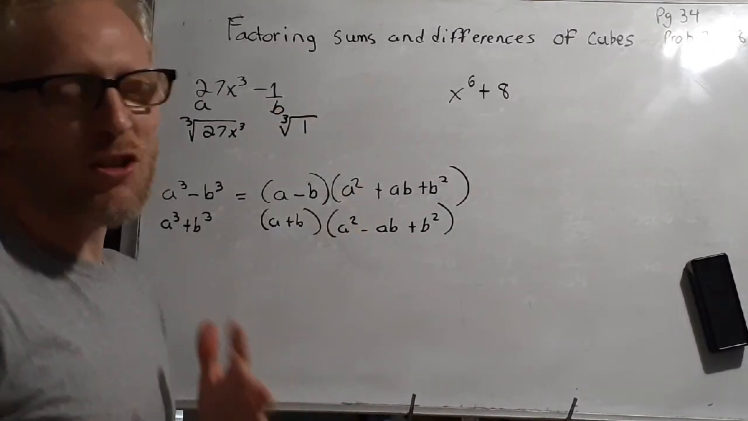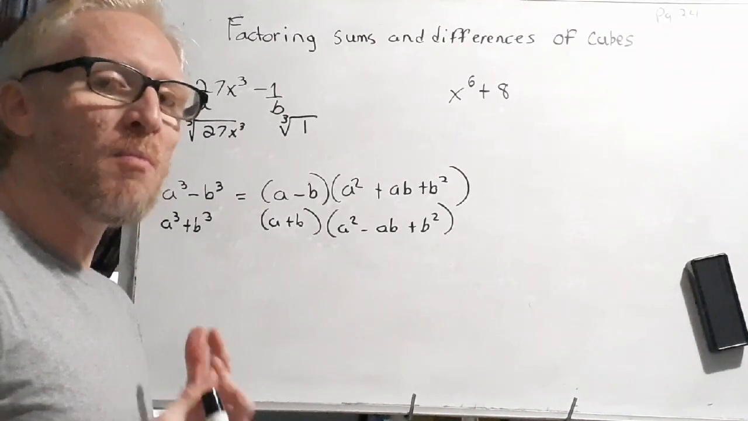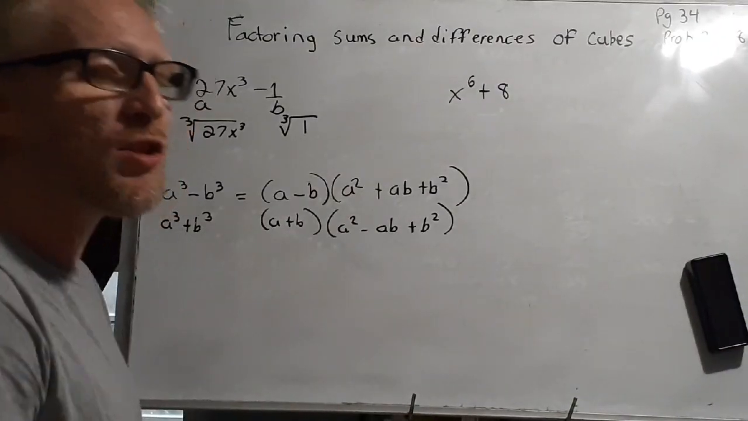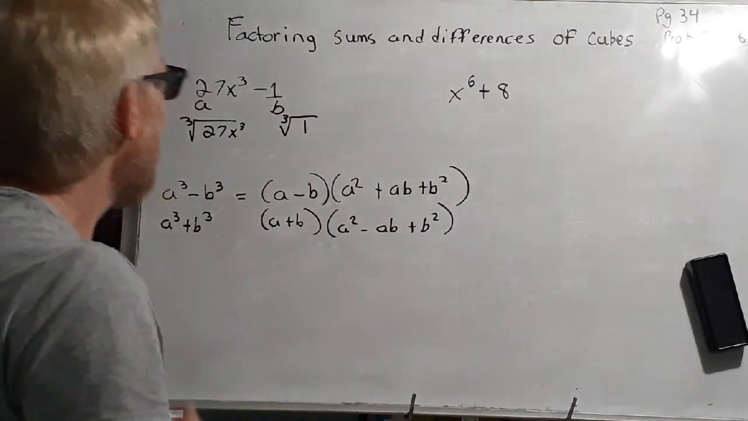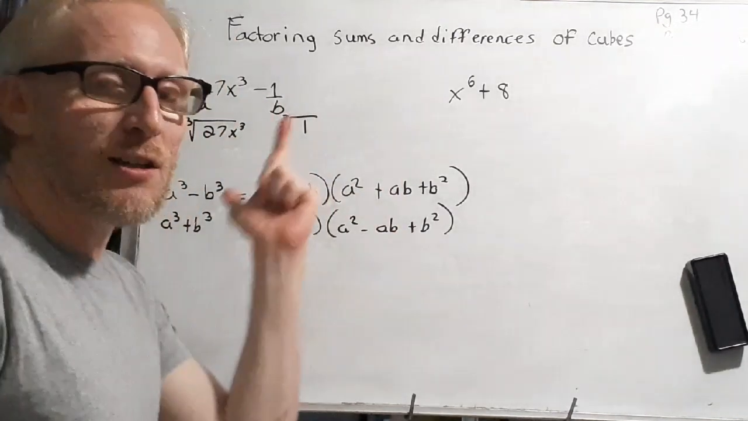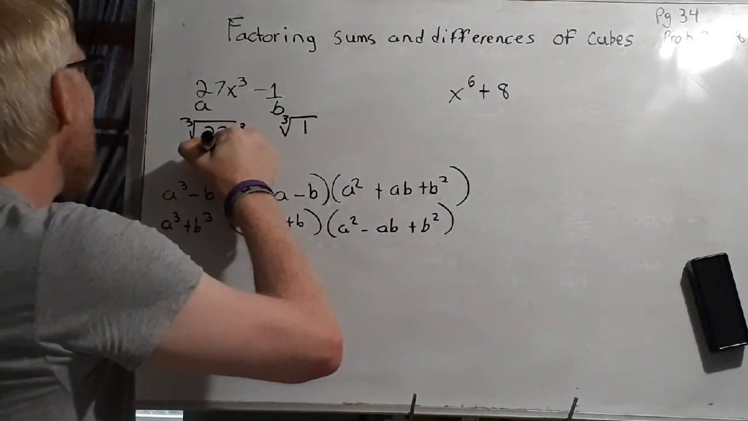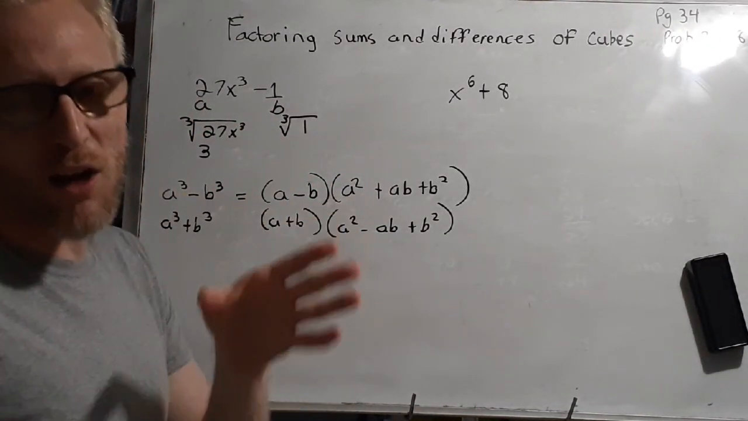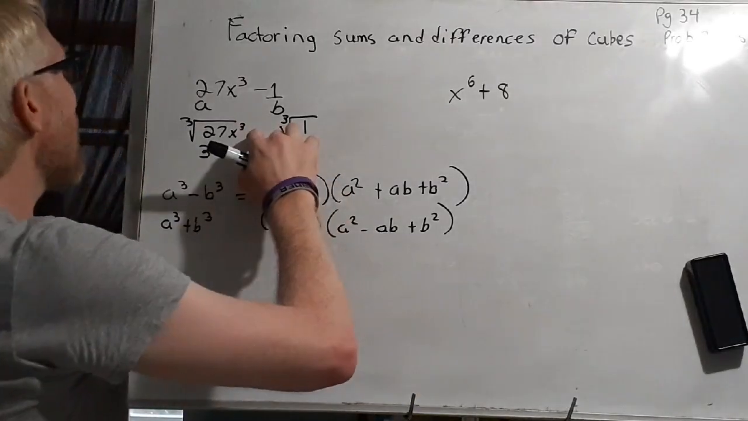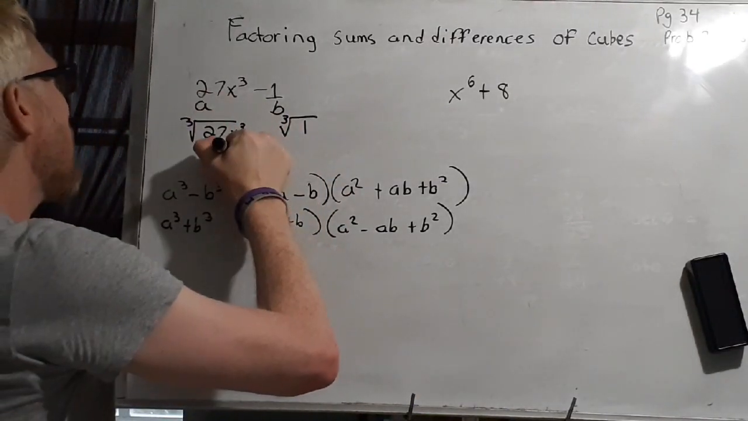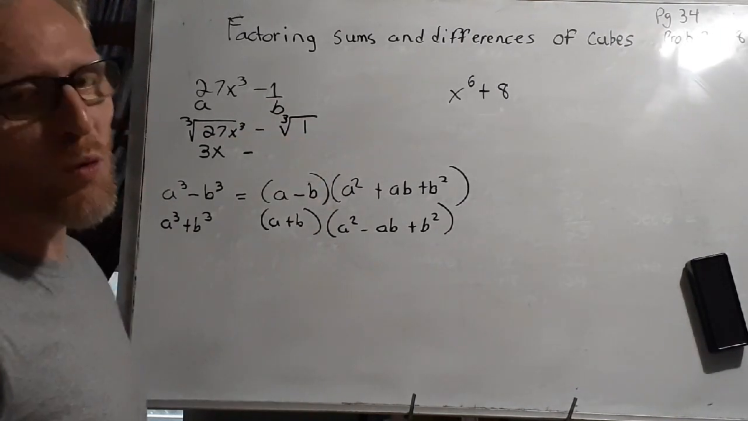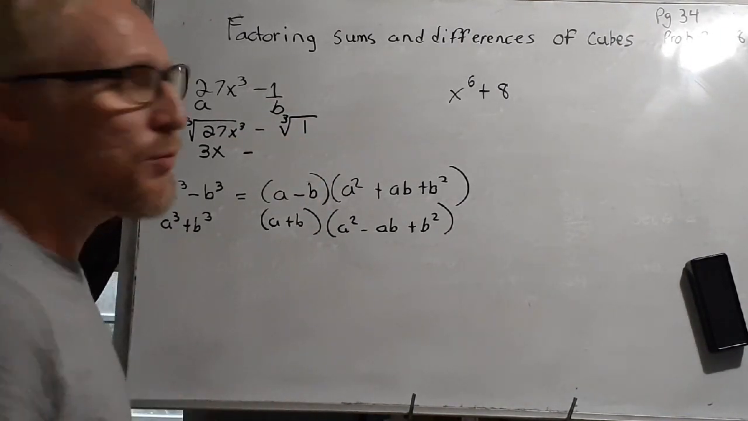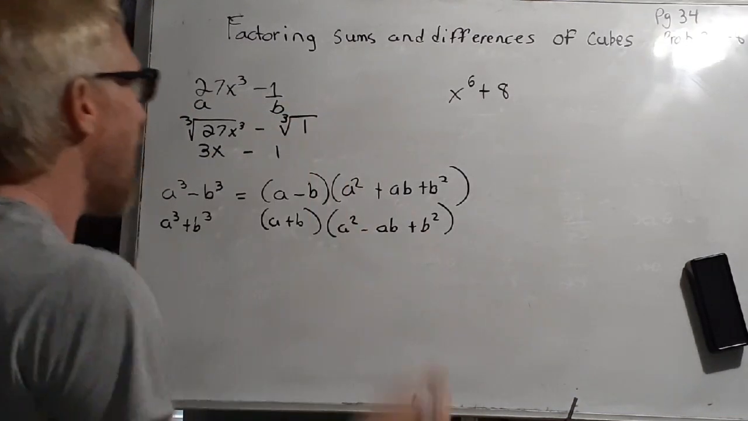Now the cube root of 27x cubed is basically saying what number multiplied by itself 3 times equals 27, and the answer is actually 3, because 3 times 3 is 9 and 9 times 3 is 27. And the cube root of x cubed, remember that this exponent cancels out, so that would be 3x, and minus, right? And the cube root of 1 is 1, because 1 multiplied by itself 3 times is 1. So I have A and I have B.